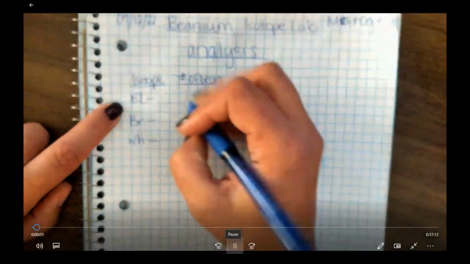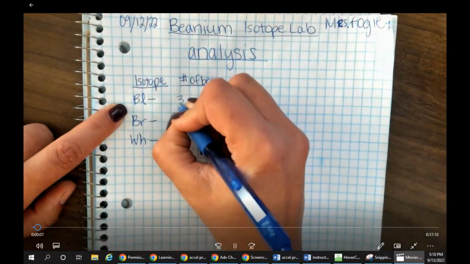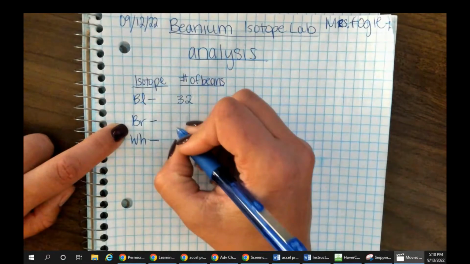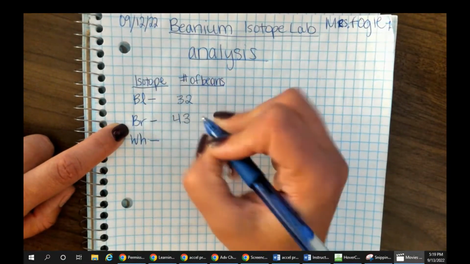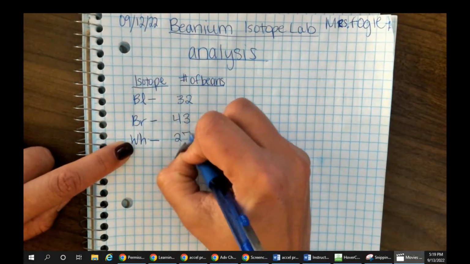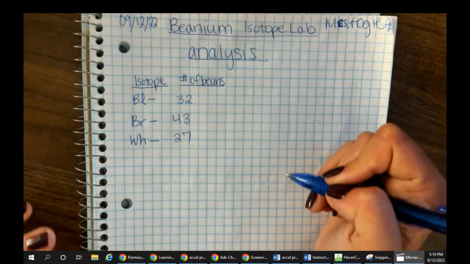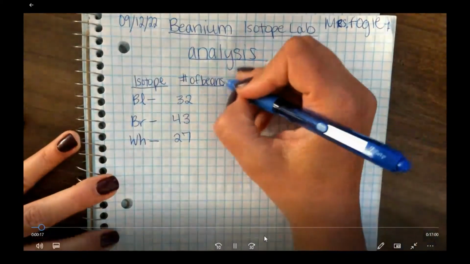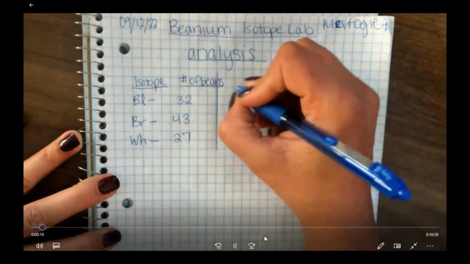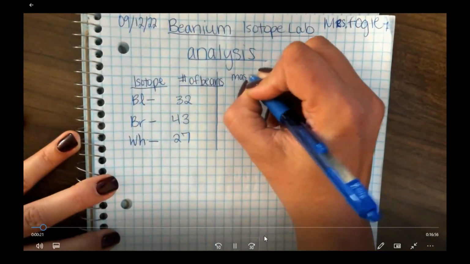Data, I'm going to have Blackium, I had 32. For Brownium, I had 43. And for Whitium, I had 27, right? So that's the number that I counted up, the whole pile. Then you guys had to mass that, right? So mass of pile.